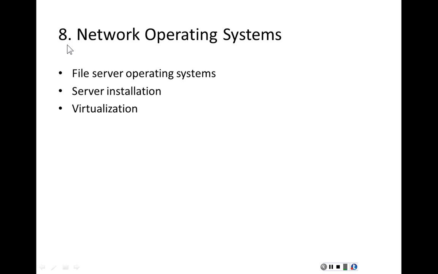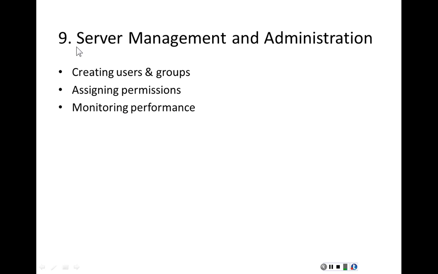In Chapter 8, we look at network operating systems, which include file server operating systems. We look at server installation, and we look at virtualization, which is a big deal these days. In Chapter 9, we look at server management and administration. We look at creating users and adding users to groups, and then assigning permissions to the groups to specify which users have access to which files.